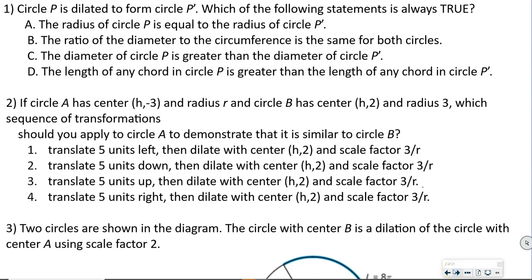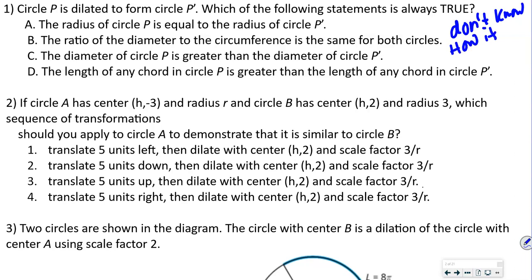It says the circle P is dilated to form circle P prime. Which of the following statements is always true? Well, the first thing I want to state is that we don't know how this was dilated. So that means we just know that it either got bigger or smaller, but we don't know how big. It just changed size.